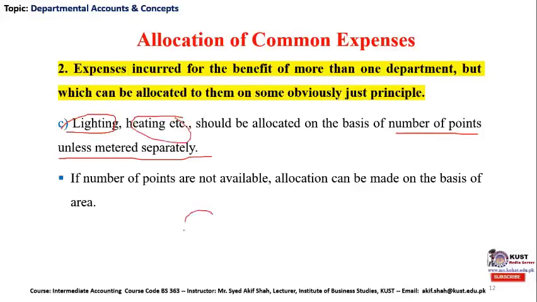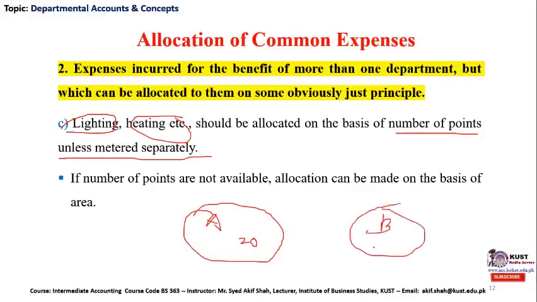For example, Department A is larger in size and has, let's suppose, 20 lighting points, and Department B is quite smaller than Department A and may have 10 points for lighting. So we have to make a ratio of Department A and B according to the lighting points, and similarly the electricity or power expense may be charged to each department. If the number of points is not available, then allocation can be made on the basis of area once again.